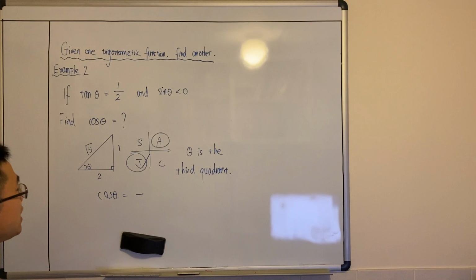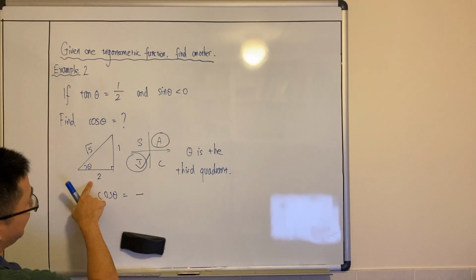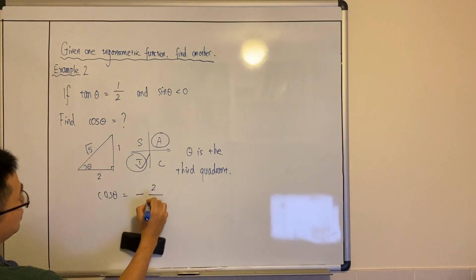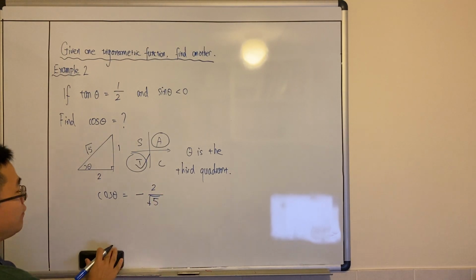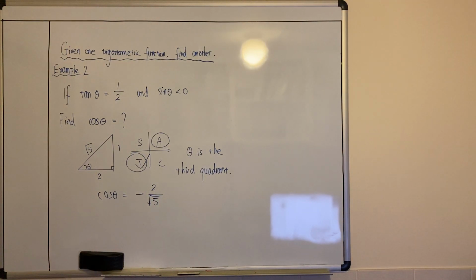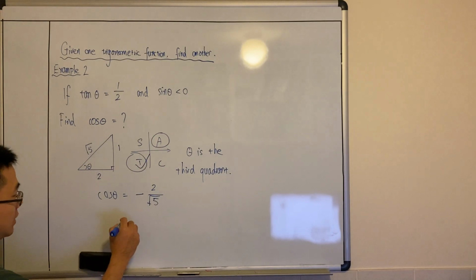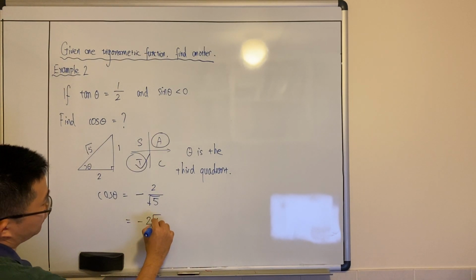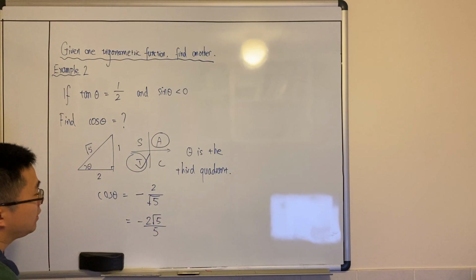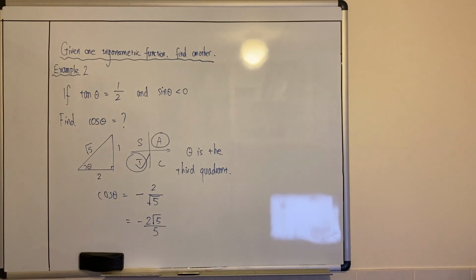All right, so therefore the cosine theta is equal to negative 2 over square root of 5. Now you can rationalize the denominator or you can leave the answer like this. If you do rationalize the denominator, that becomes negative 2 root 5 over 5. So you've got another trig ratio. All right, so that's example 2. This is where you know the exact location of angle theta.